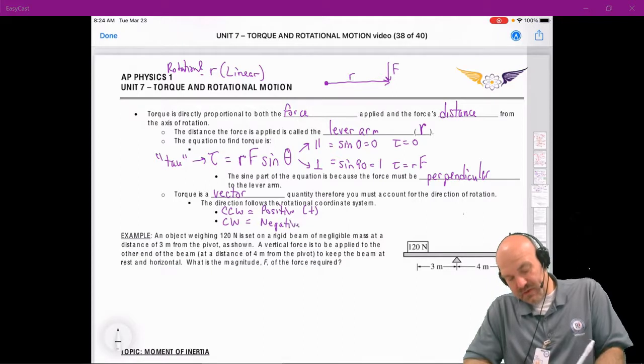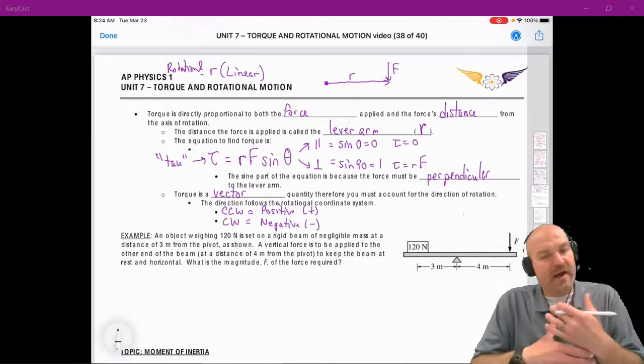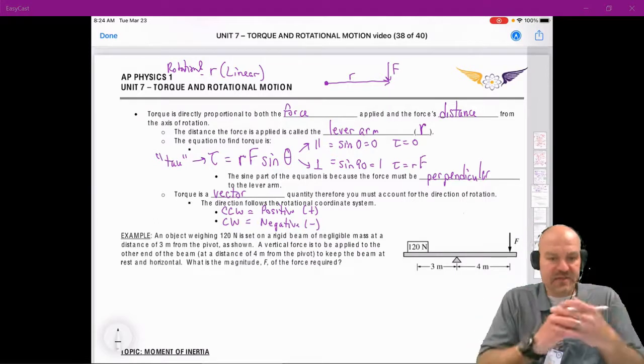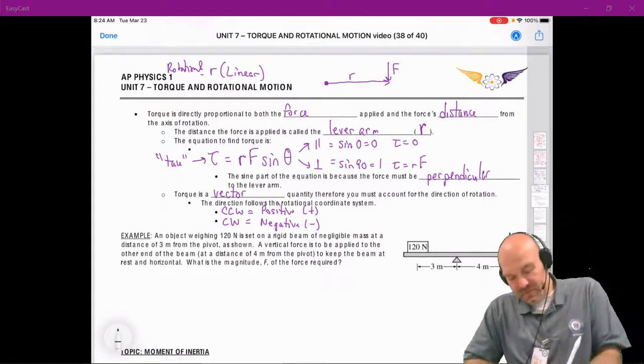Again, when you think about this, clocks to us are backwards. Clocks to physicists work backwards, because it goes in the negative direction. And again, I talked about it before. This is based on the unit circle.